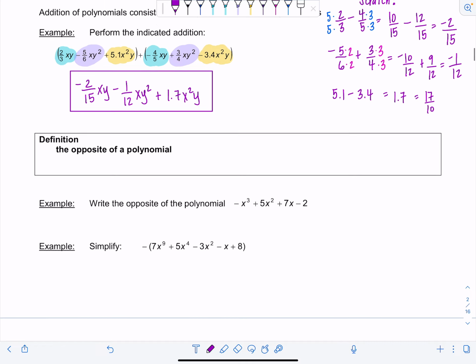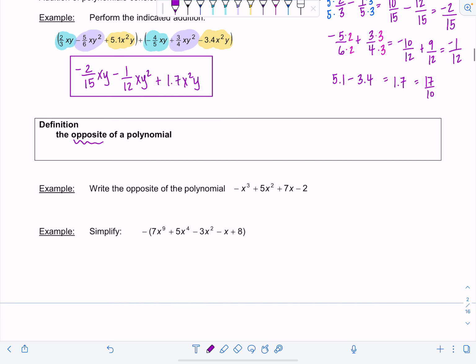Now, definition, the opposite of a polynomial. When we talk about the opposite of a polynomial, that's when you take the polynomial and you just multiply it by -1. What does it actually look like when you do something like that? You change all of the signs of each term. Okay, so change the sign on all terms, or of each term.